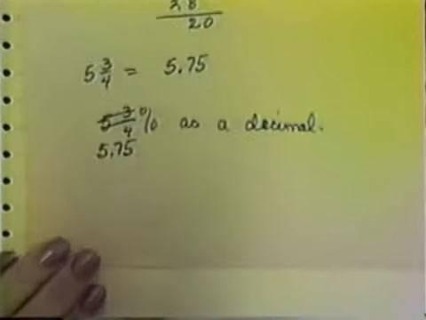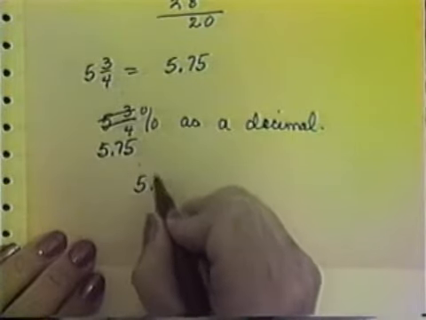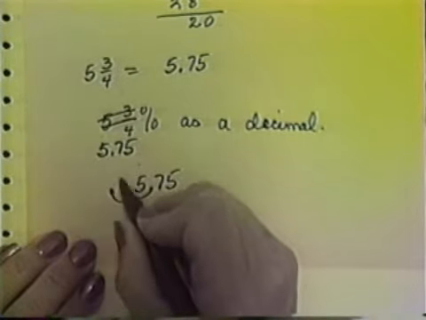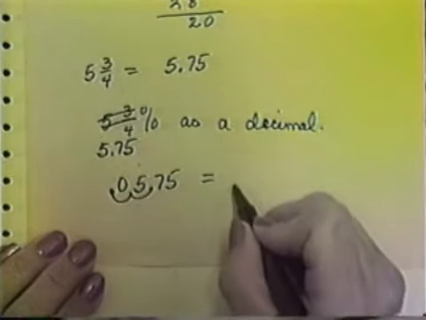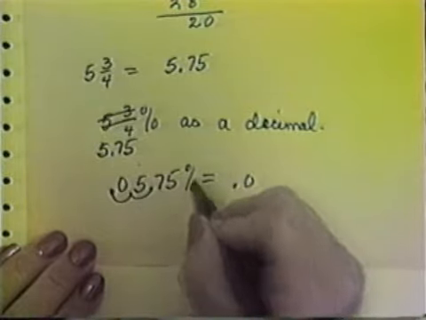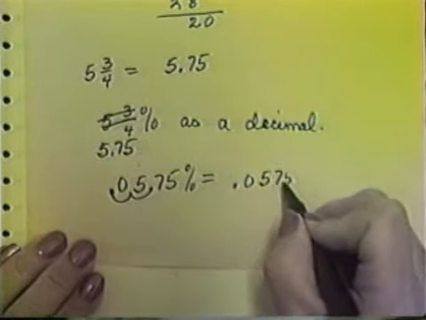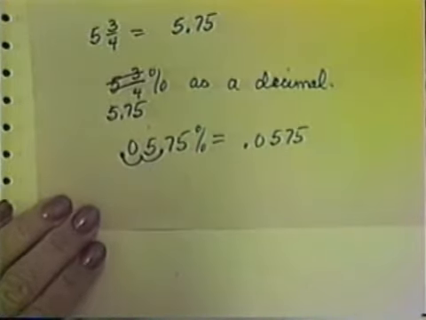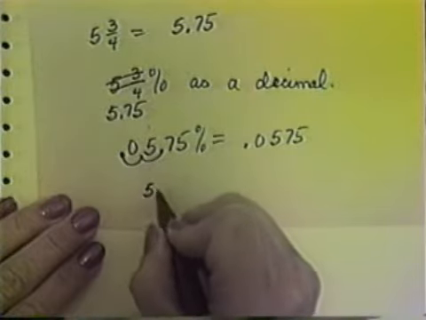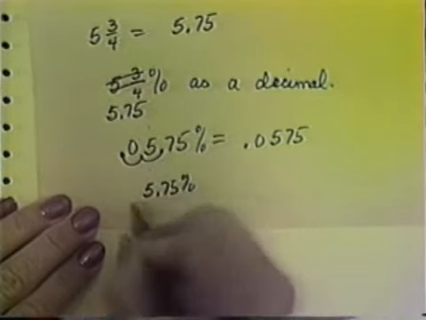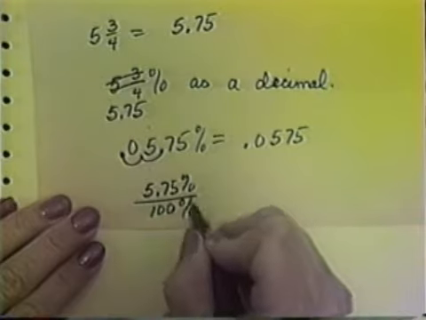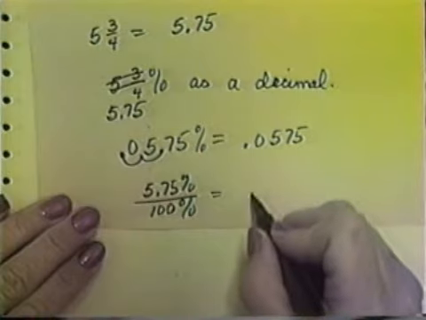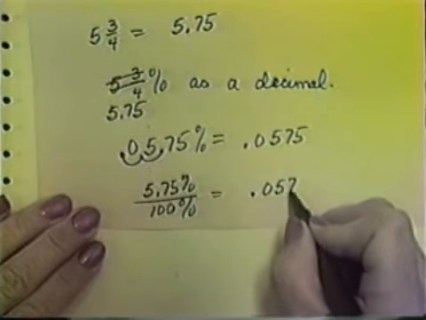So let's see what we're going to do. We take the 5.75, there's my decimal, move it 2 places to the left, and that becomes 0.0575. Drop the percent. Or 5.75% divided by 100%. Dividing 5.75 by 100 in our calculator is going to give us 0.0575.